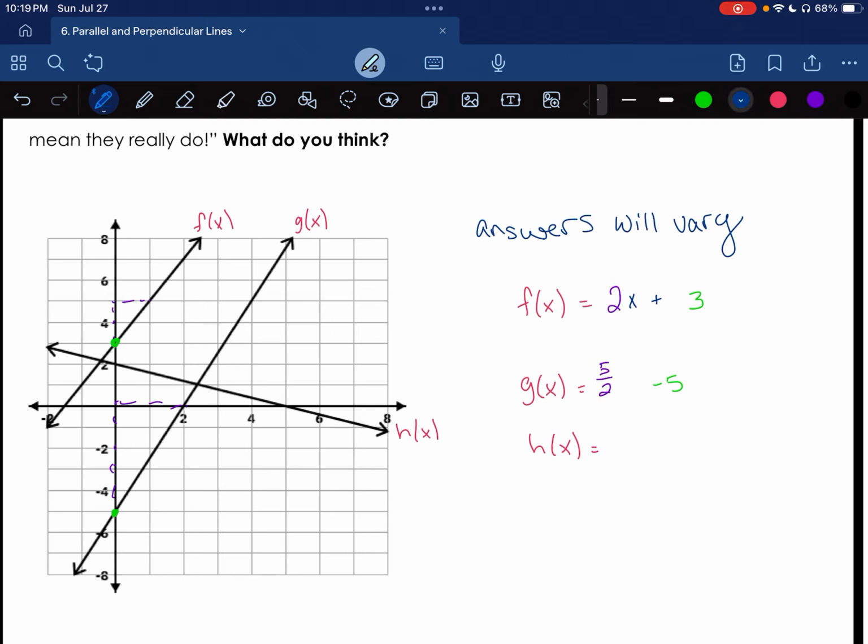So 5 halves x minus 5. All right, and then h of x has the y-intercept here of positive 2. This one has a negative slope, so it's going down 2 and over 5. This will be negative 2/5 x plus 2.